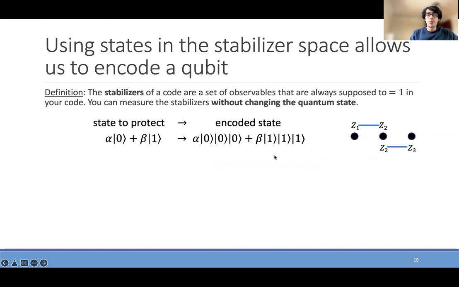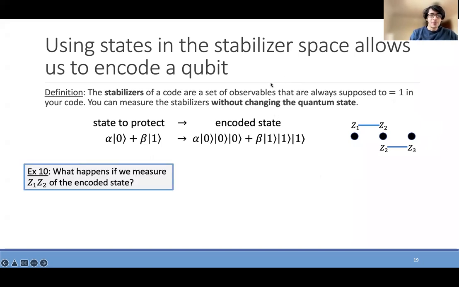Okay, so here's my proposition then. Let's say we want to store the state alpha times 0 plus beta times 1. This is an arbitrary single qubit state. Instead of storing that state, which is very vulnerable to errors, we're going to send it to the state alpha times 0, 0, 0 plus beta times 1, 1, 1. And the claim is that maybe this is going to help us protect the information. So let's see how this helps us protect the quantum information.